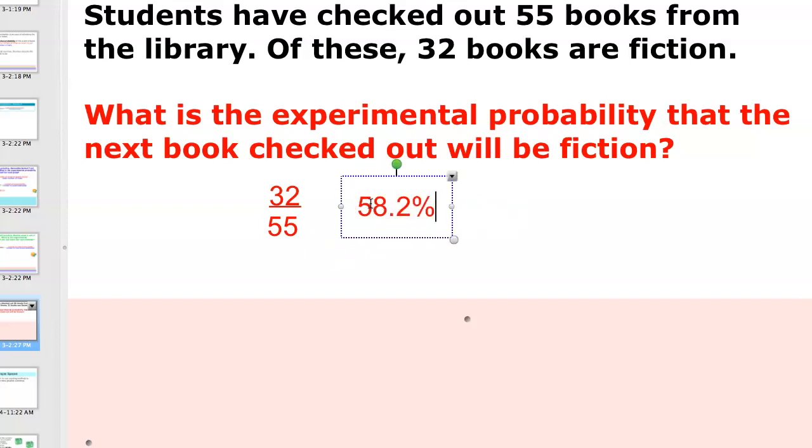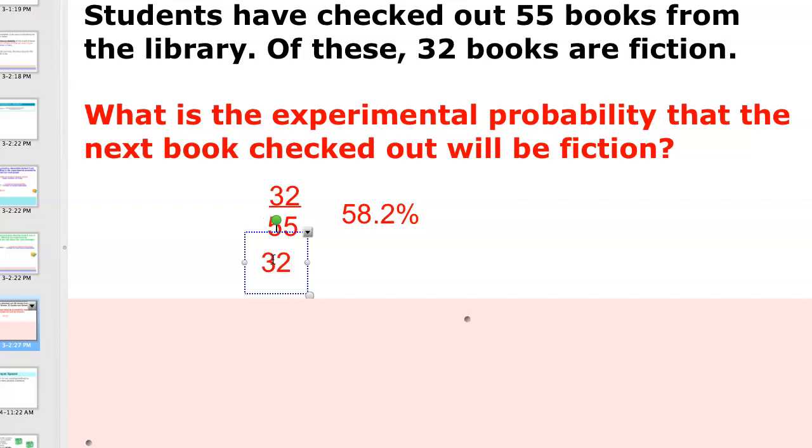And you'll notice on Schoology for your assignment, sometimes it'll say write the probability as a fraction. And to write it as a fraction on Schoology, I would write 32 over 55. Remember, this is just another way of writing a fraction. Or it'll say write it as a percent.